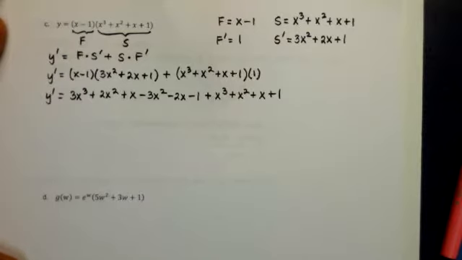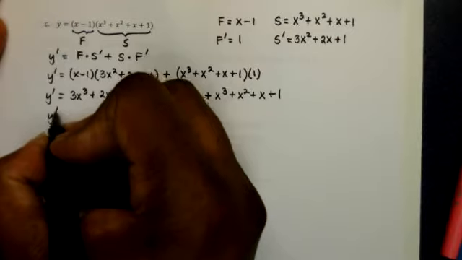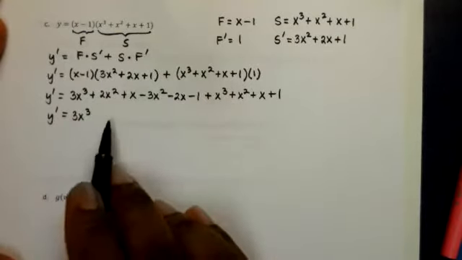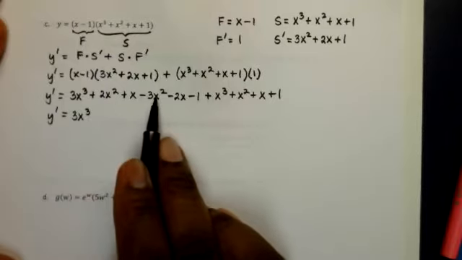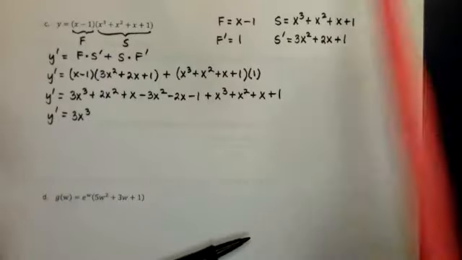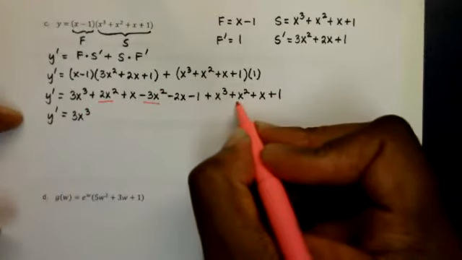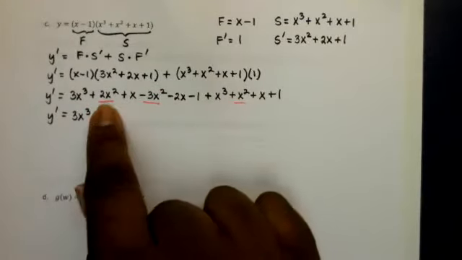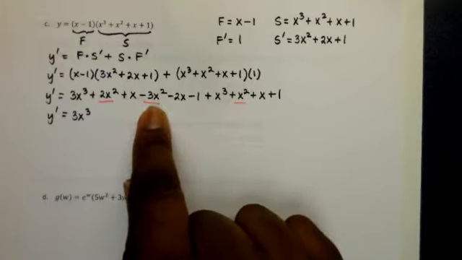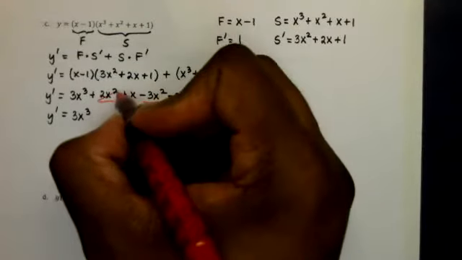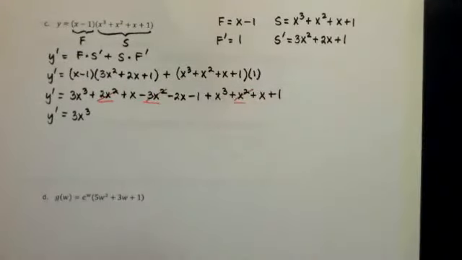And now we got some terms that we need to try to combine. Nothing to combine with the 3x cubed, so I'll bring that down. Let's see, 2x squared minus 3x squared and a plus x squared. 2x squared minus 3x squared will be negative x squared. Negative x squared plus that x squared will give me 0. So these three terms are gone because they all add to 0.